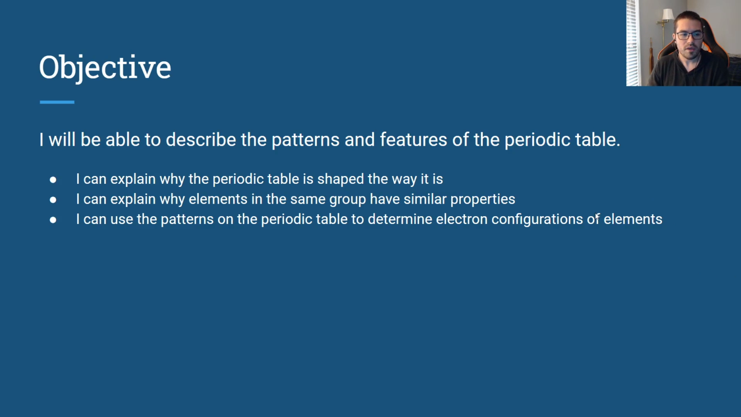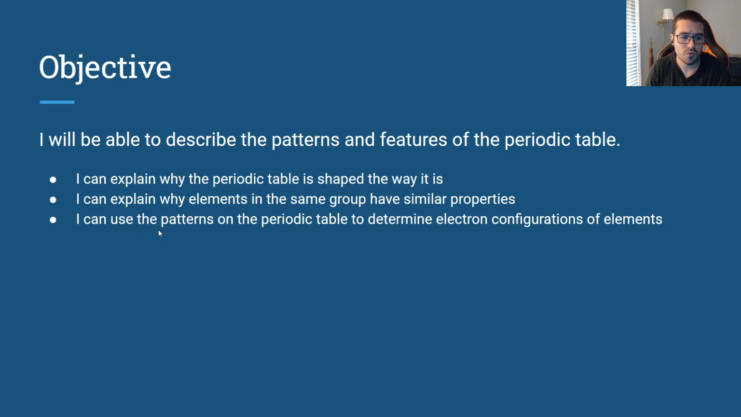Okay, so the objective for this lesson is for you to be able to describe the patterns and features of the periodic table from a scientific perspective, right? And so you're going to be able to do things like the following. You're going to be able to explain why the periodic table is shaped the way that it is. You're going to be able to explain why elements in the same group or column on the periodic table have similar properties to one another.